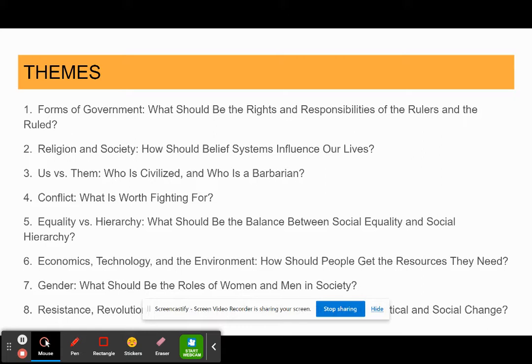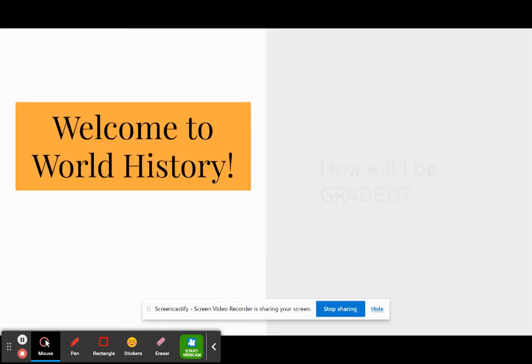Economics, technology, and the environment. How should people get resources they need? Gender. What should be the roles of women and men in society? Resistance, revolution, and change. How do political and social changes affect us, and how are they led by revolution? On your notes, take a look at these, hit pause, and write down the 2 that you think most will interest you. That will help us kind of determine as we go which ones have the most high interest.